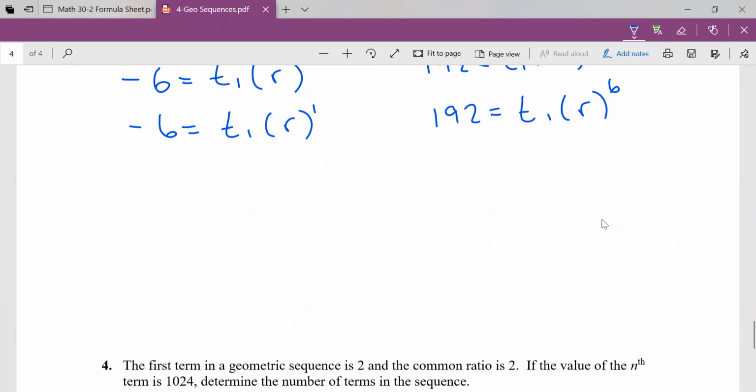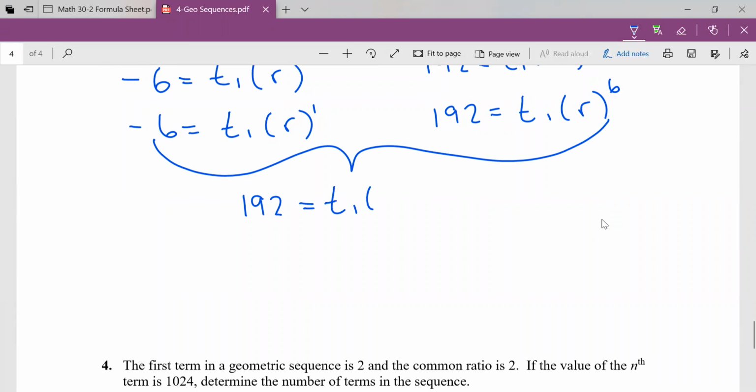Now, because it's a geometric sequence, what I'm going to do here is divide these things. And it really doesn't matter what you put in the numerator and what you put in the denominator, like how you're going to divide them. Okay, but if you noticed, I put the 192 in the numerator because it's just a larger number. I want to avoid a fraction if I can, right? It just makes my life easier. Okay, now look what we can do.